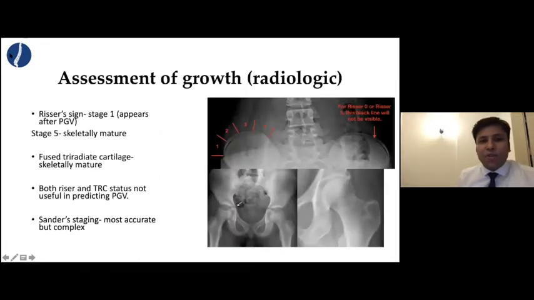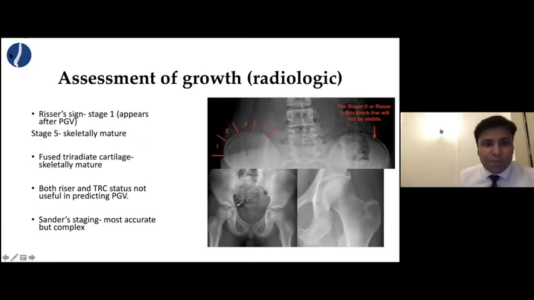Now, at this point of time, it's not the clinical part, but I'd like to touch upon the radiological assessment of growth. We frequently talk about razor sign. We have frequently talked about fused triradiate cartilage. Please understand that a razor sign stage 1 appears after peak growth velocity, and a razor sign stage 0 means that peak growth velocity is still away, but we can't really predict how far away it is. And a stage 5 is obviously skeletally mature.